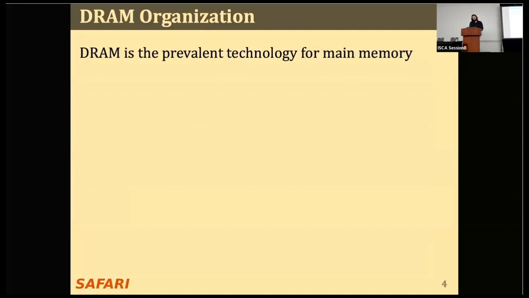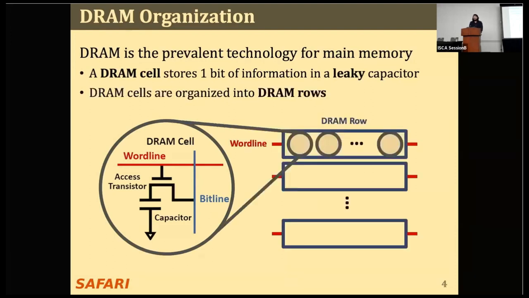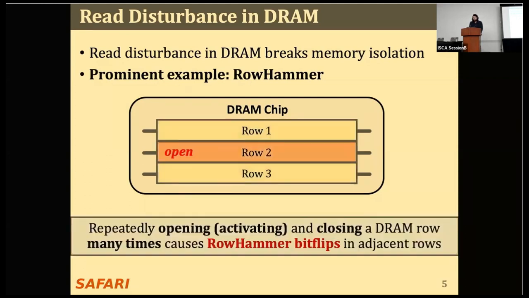DRAM is the prevalent technology for main memory. A DRAM cell stores 1 bit of information in a leaking capacitor, and DRAM cells are organized into DRAM rows. Read disturbance in DRAM has significant system-level implications because it breaks memory isolation. A prominent example of this is RowHammer, where repeatedly activating and closing a DRAM row many times causes bit flips in adjacent rows.